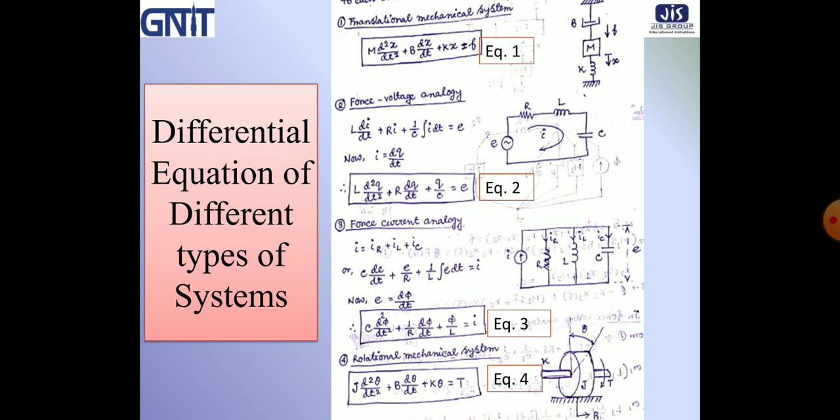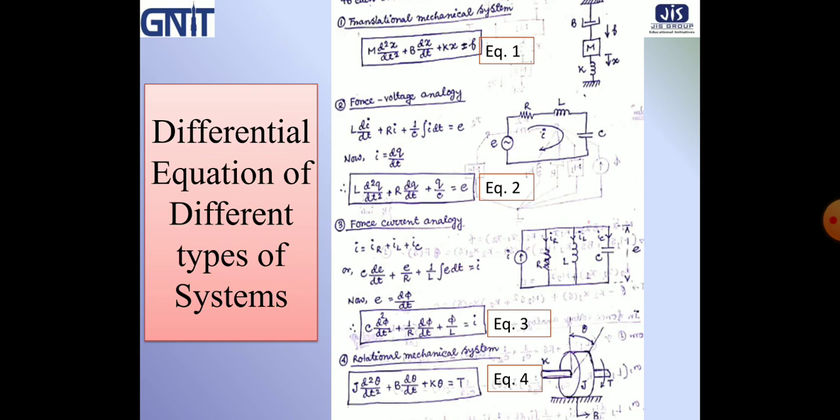Now small i is equal to IR plus IL plus IC. According to Ohm's law, IR means V by R, that is e by R, and IL is 1 by L integral of e dt, and IC is C into de dt.